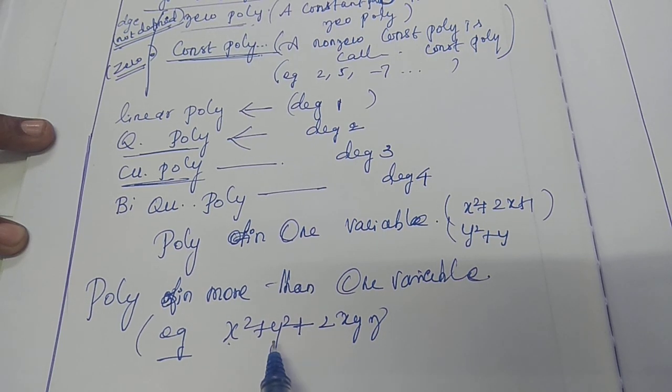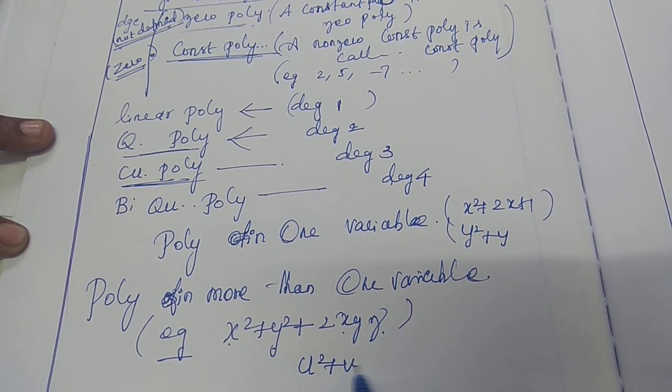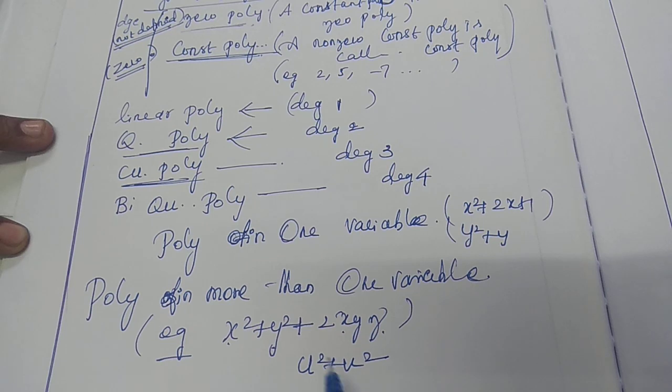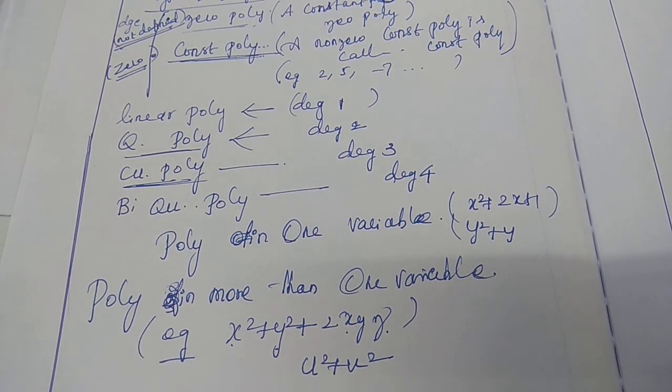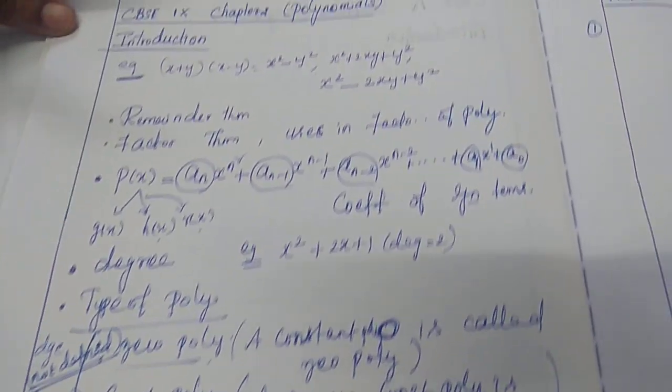Here x is one variable, y, xyz. Therefore, it is not a polynomial in one variable. That is a polynomial in more than one variable. And one more example also: u square plus v square. It's also a polynomial in more than one variable. So now highlight the important lines in the introduction.